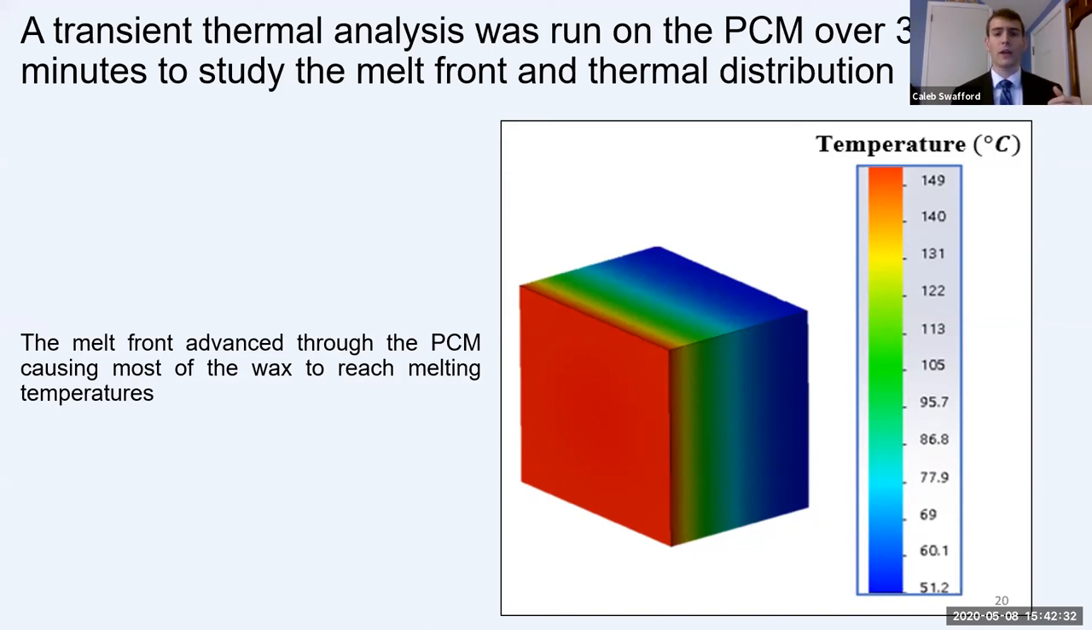If you look at the temperatures that the wax reaches, the hottest that it reaches is 150 degrees Celsius, and the lowest temperature at the end of 30 minutes is 51 degrees Celsius. Now, the melting temperature of paraffin wax is around 60 degrees Celsius. So most of this block is melted at the end of 30 minutes, with just a little bit at the end for cushion. That little bit at the end is our factor of safety. So in conclusion, for this simulation, it behaved just like we wanted it to.